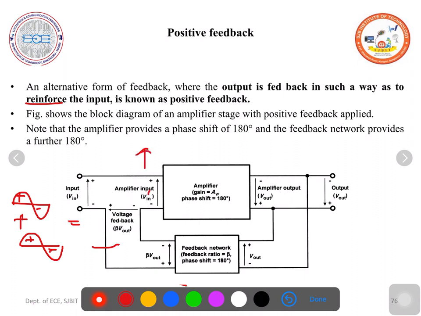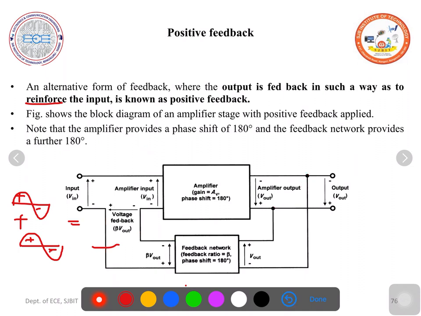input increases. If the input voltage applied to the amplifier increases, the output increases. The increased output is sampled, then once again applied as the feedback signal, so it goes on increasing. So it is regenerative feedback. So the output will keep on increasing.